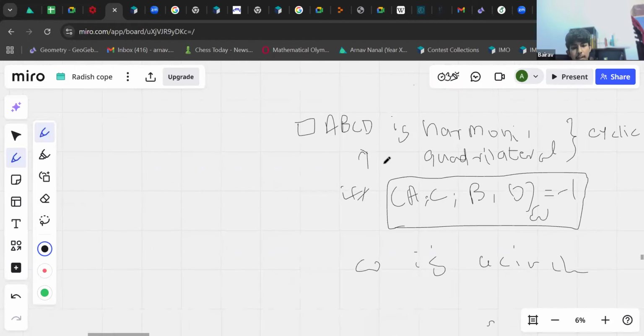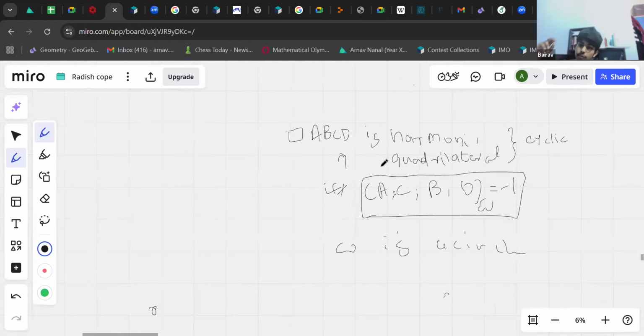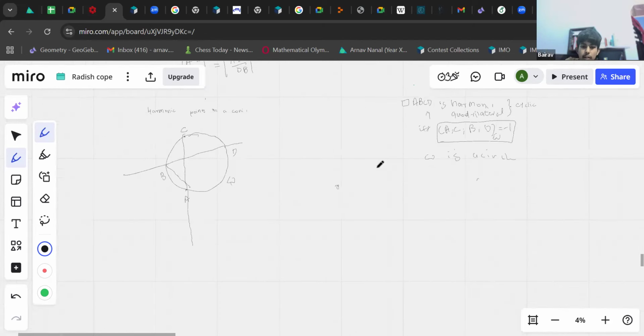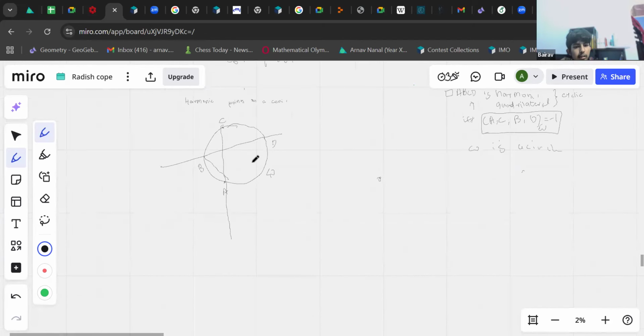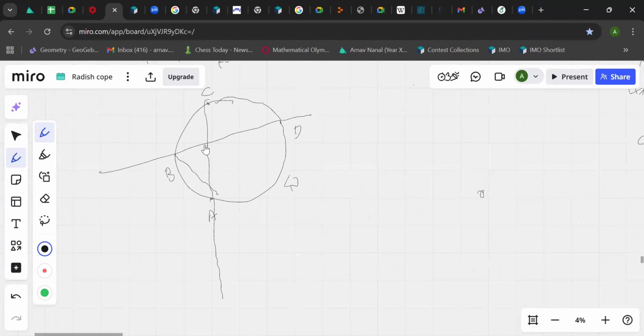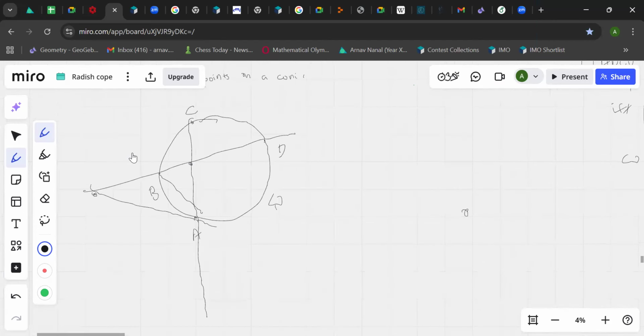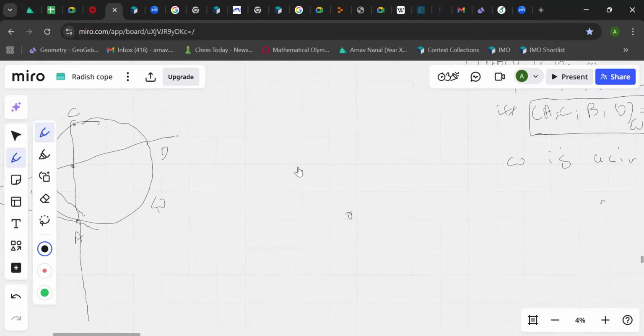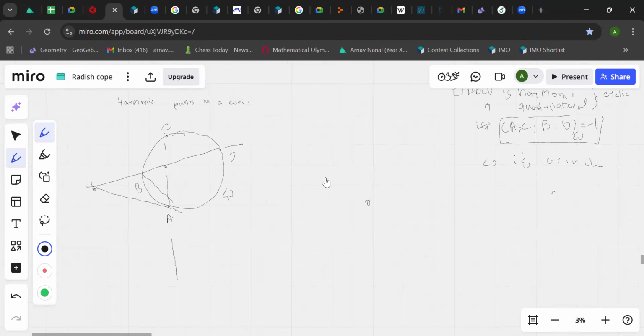AC intersect BD and the tangent from A to BD will be harmonic, right? Yes, precisely. So this is what we know. You get this by projection, right? So basically you have that (A C; B D) is equal to -1.